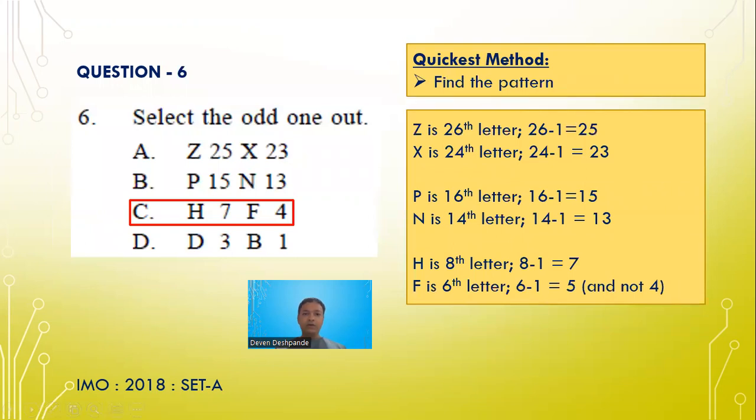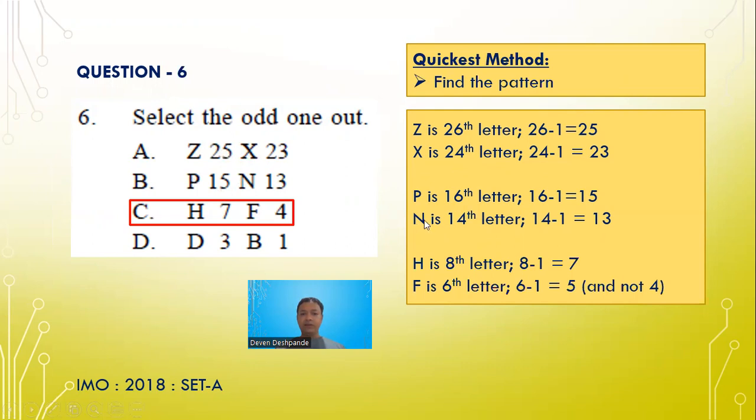Odd one out is find the pattern. First we have to find the pattern. So Z is the 26th letter of the alphabet. 26 minus 1 is 25. Z 25. X is the 24th letter of the alphabet. 24 minus 1 is 23. X 23. P is the 16th letter. 16 minus 1 is 15.